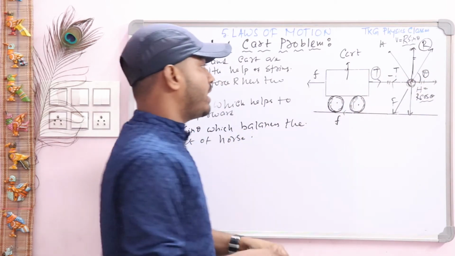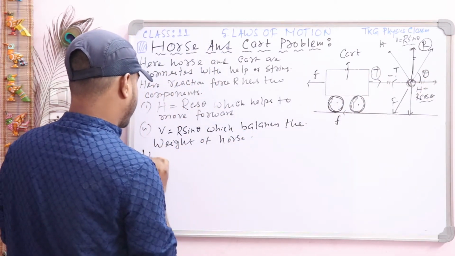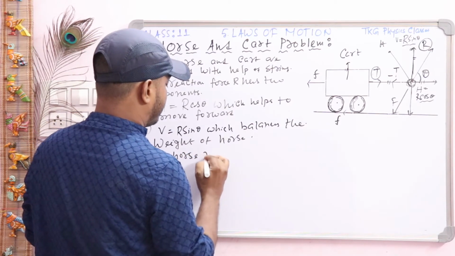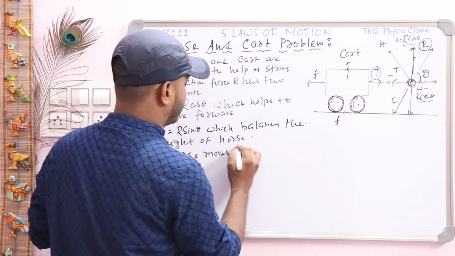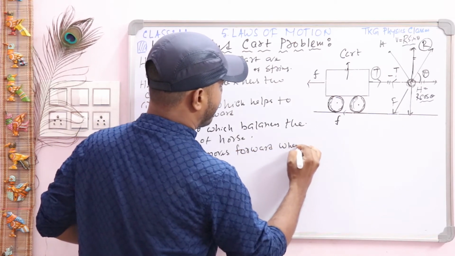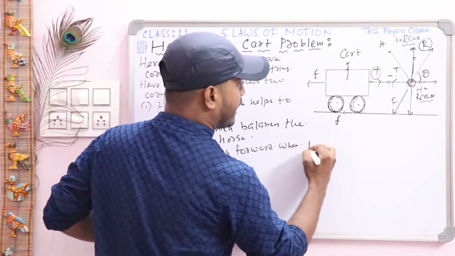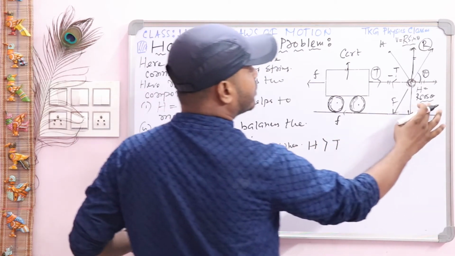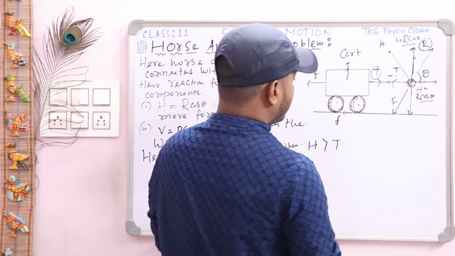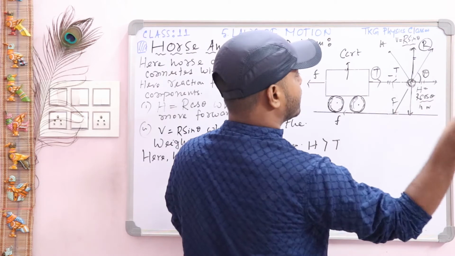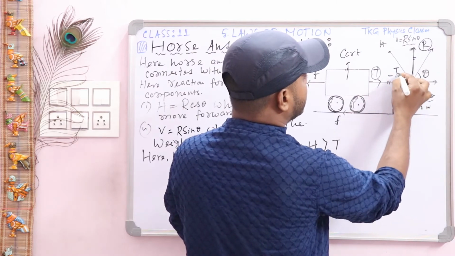So write it here, horse moves forward when H greater than T, and H means R cos theta, okay. So H greater than T, suppose this value is 10 Newton for example, and this value is 6 Newton.